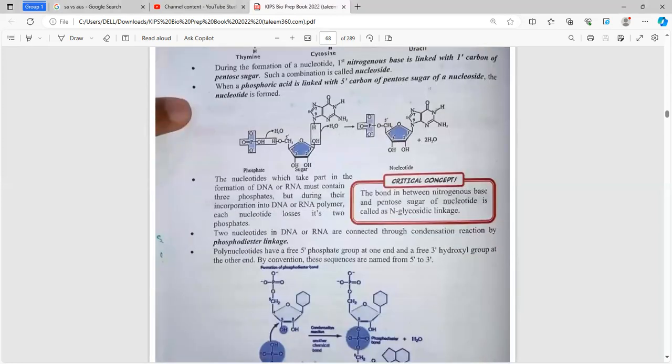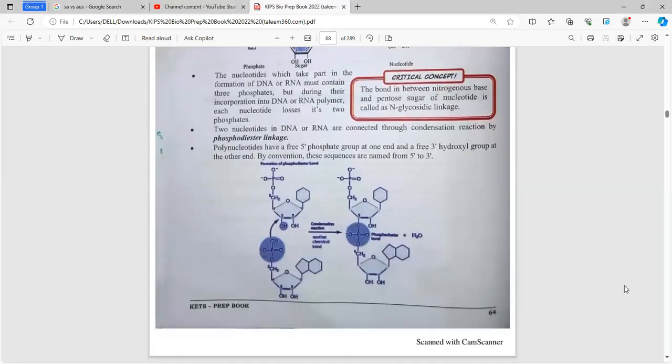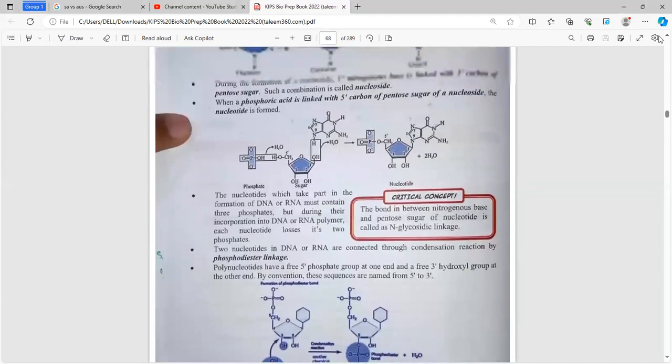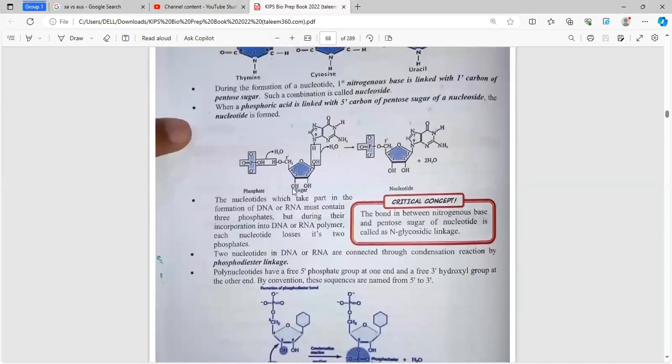Now we'll be talking about the phosphodiester linkage. This is just basic stuff. It is the linkage which basically links the two nucleotides.